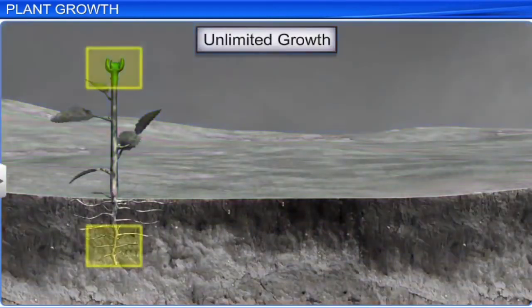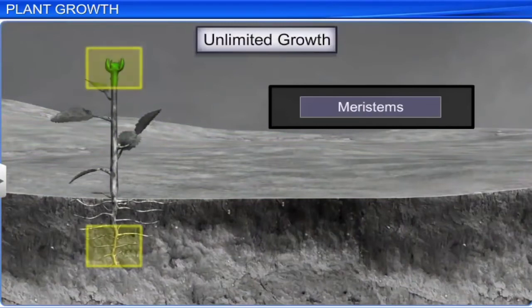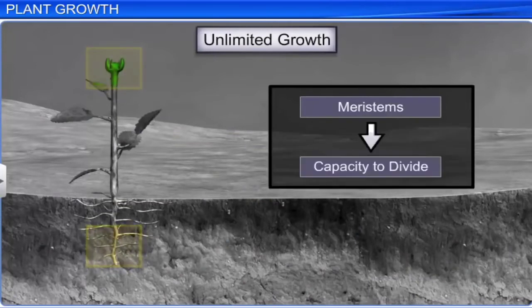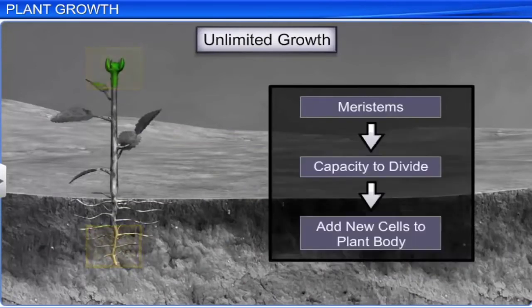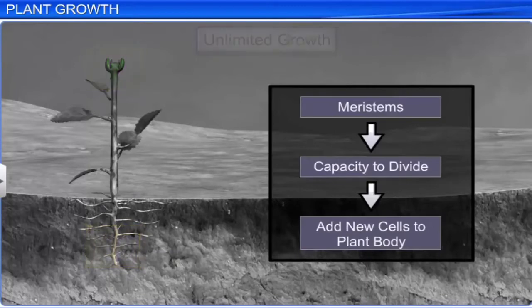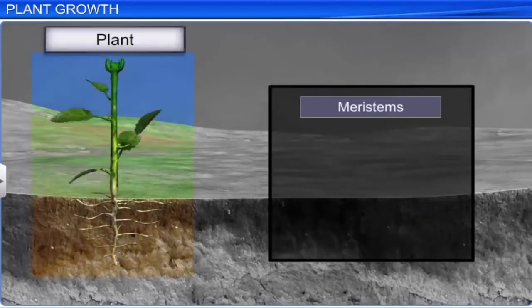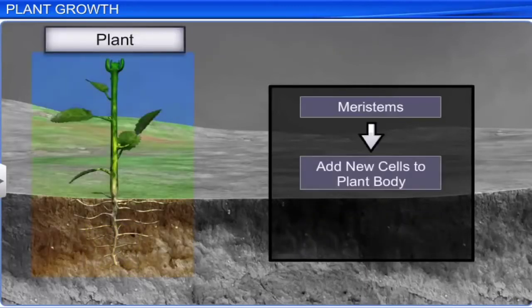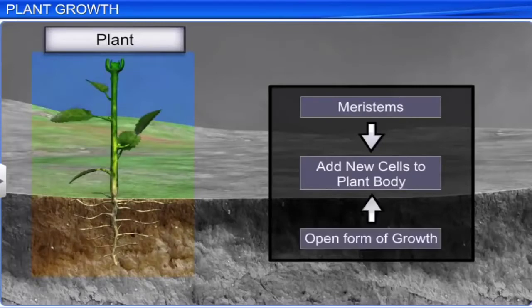This is attributed to the presence of meristems at specific locations in them. Meristems are cells that have the capacity to divide, which add new cells to the plant body. This addition of new cells by meristems is called open form of growth.